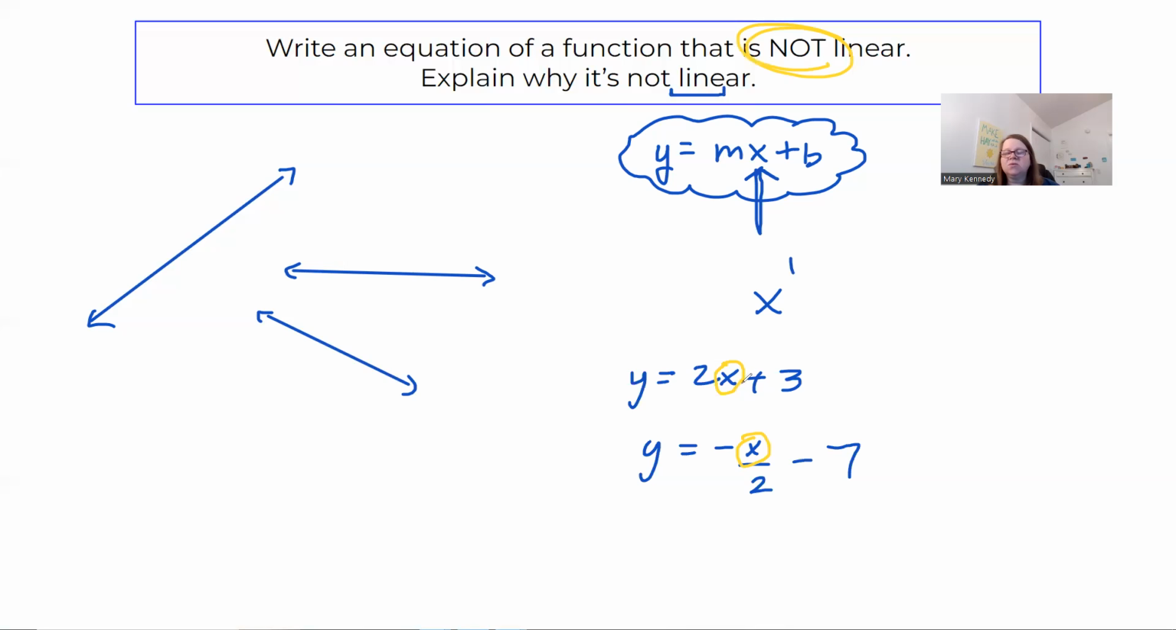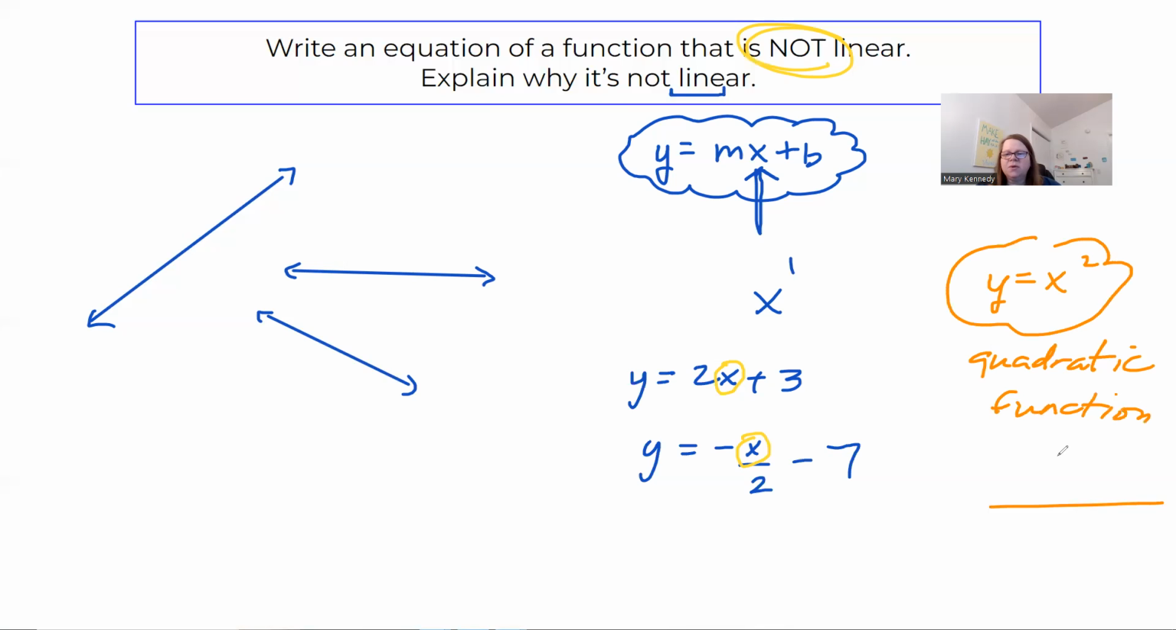So if you need one that is not linear, not linear means that x is raised to a different power, such as x squared. That is not linear. That is a quadratic function. When you graph it, it will be a U shape. Pretend that that was nice and smooth, but a little U shape is what that graph would look like. So that would be a quadratic function, not linear.